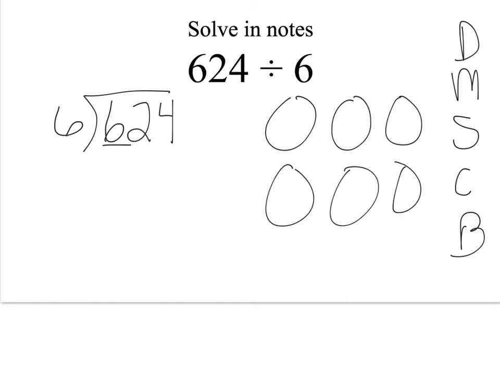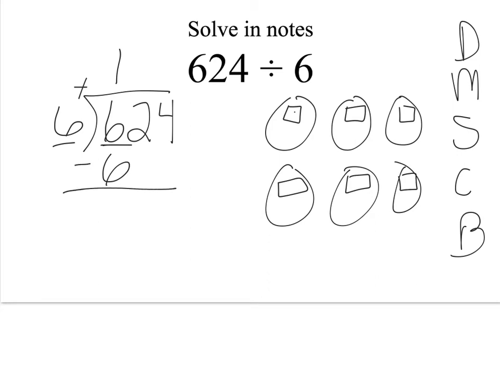I'm going to first look at my hundreds. I have 6 hundreds divided up into 6 groups. So 1, 2, 3, 4, 5, 6, which means I can put 100 into each group. So then I am going to multiply: 1 times 6, which is 6. Then going to subtract. 6 minus 6 is 0.